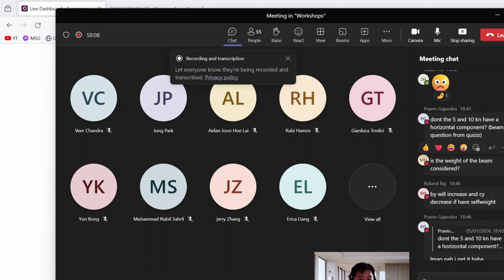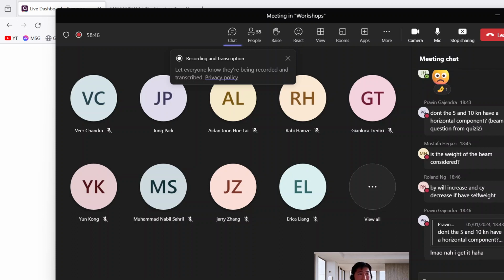Is the weight of the beam considered? Okay, so in workshop one, or maybe the first question in workshop two, the last workshop, we considered the weight of the beam. But unless it specifically says in the question, like the self weight of the beam is 5 kilonewtons per meter of length of the beam, you don't consider the weight of the beam, because they don't give it to you. You physically cannot calculate it. So yeah, self weight. That's pretty much it. Okay, cool.